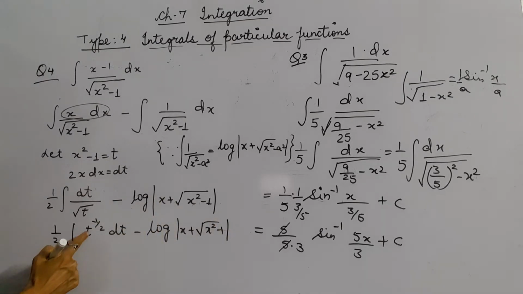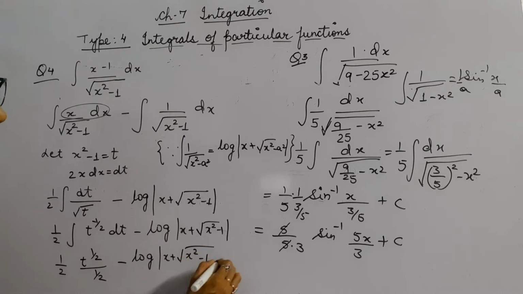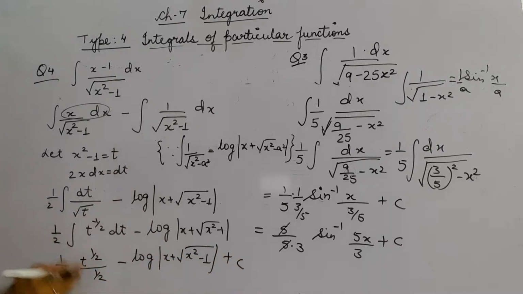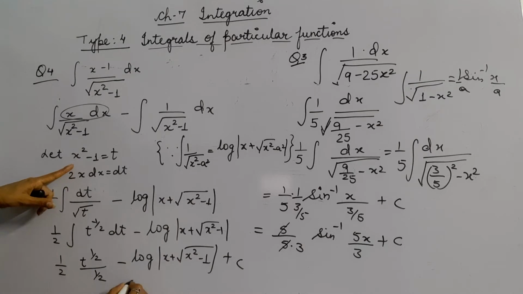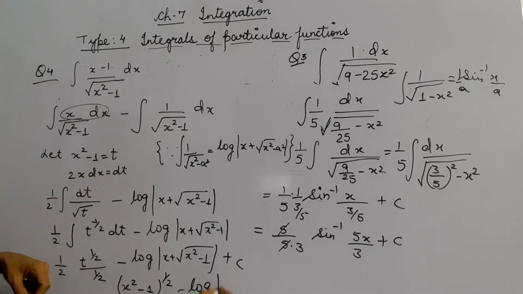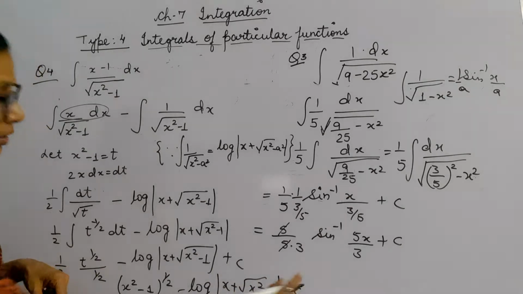me half of integration of this will be plus 1, that means plus half. So t raised to power half upon half minus log of x plus under root x square minus 1 plus c. This half will go up, so it will be cancelled with this. So you will just be getting t raised to power half. So replace this t with x square minus 1 raised to power half, or I can simply write under root, minus log of x plus under root x square minus 1. That's it. Have a look.